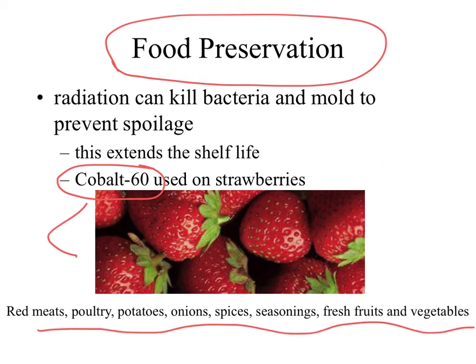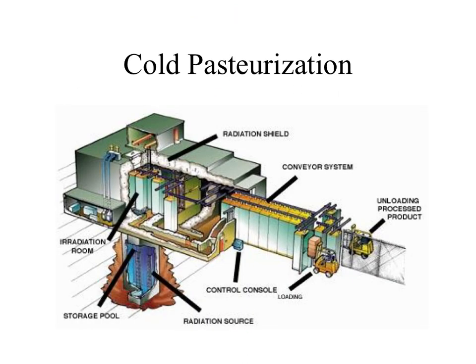Pretty cool idea that we can extend the shelf life of fruits so that we don't waste as much food. We know that world hunger is an issue. The more we can preserve food in a safe way, the better. This is kind of how that idea of blasting strawberries with cold pasteurization works. Basically, it's through a conveyor belt. We bring the materials through, they get hit with the gamma rays from the cobalt-60, and then eventually we ship them onto trucks and off to wherever they need to go.